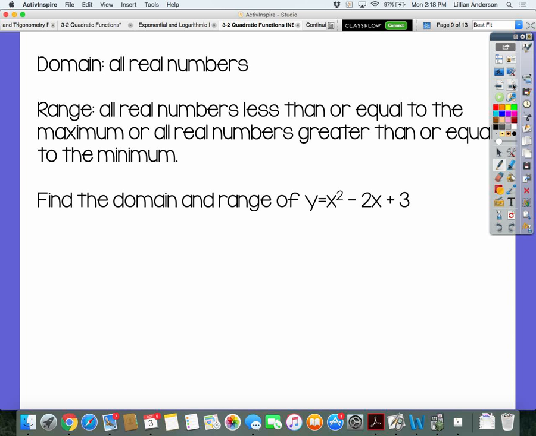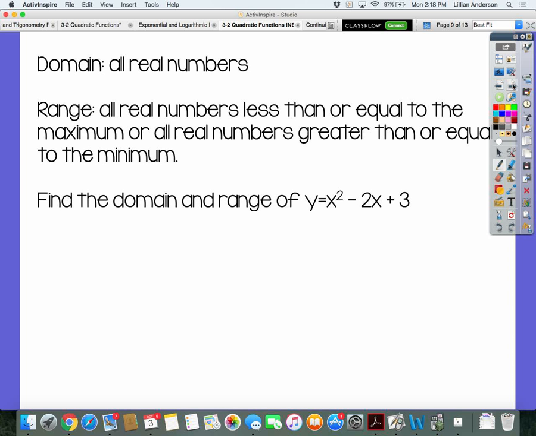So I'll say that again. The range is dependent on the y coordinate of the vertex and if it opens up or down. Because if it opens down, then it's basically all real numbers less than the maximum. So from negative infinity to that y value. But if it opens up, it's from that y value, everything greater than that y value. So from that y value all the way to positive infinity. Okay?